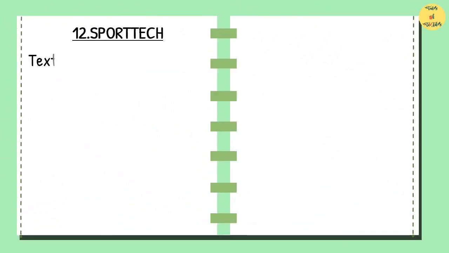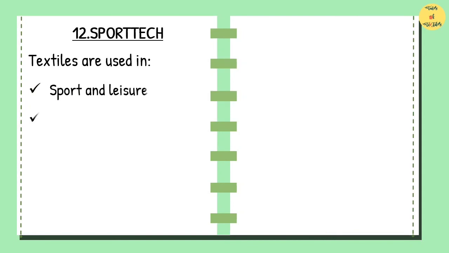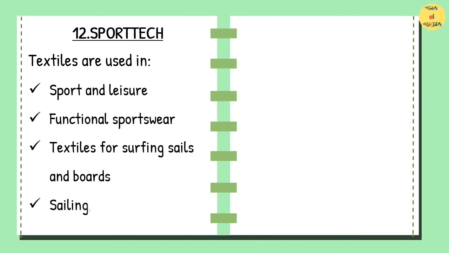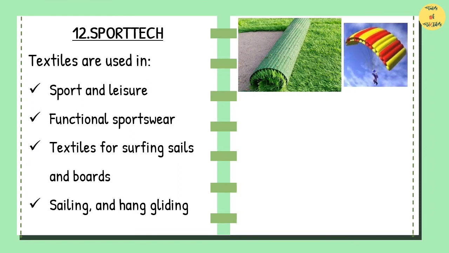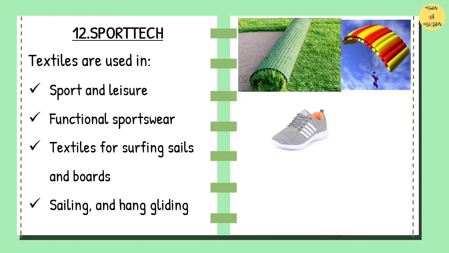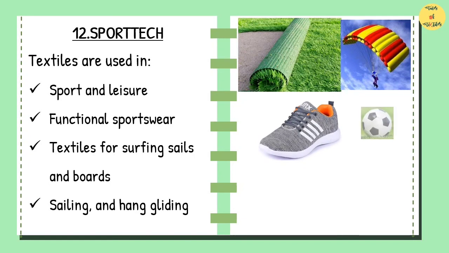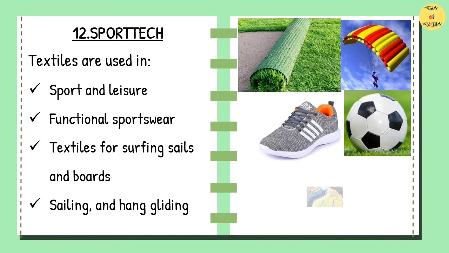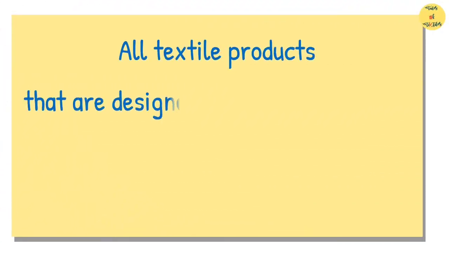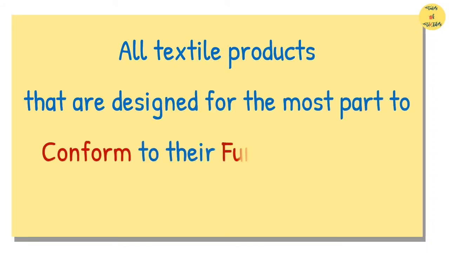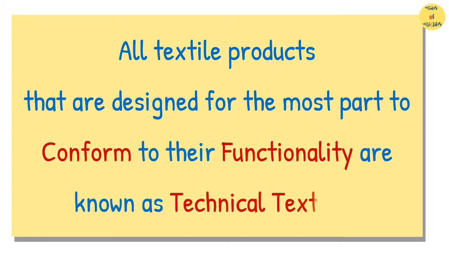Sporttech textiles used in sport and leisure, functional sportswear, textiles for surfing, sails and board, sailing and hang gliding. All textile products that are designed for the most part to conform to their functionality are known as technical textiles.